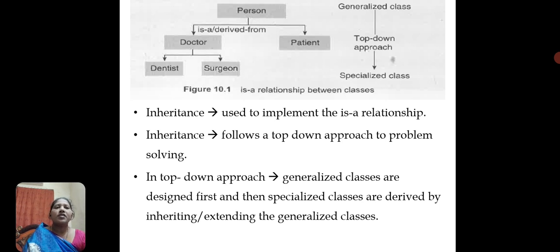From the generalized class you have a top down approach, and you inherit the characteristics of the base class into the derived class. That is a specialized class. This inheritance is used to implement an is-a relationship, that is, person is a doctor, doctor is a dentist. Therefore you can call this an is-a relationship. Inheritance follows a top down approach to solve problems. From person you have the next level, doctor and patient, and from doctor you have the next level, dentist and surgeon. In this top down approach, the generalized classes are designed first, that is, person is designed first, and then the specialized classes like doctor, patient, dentist and surgeon are derived from the base class person, and each can have its own unique functions also.